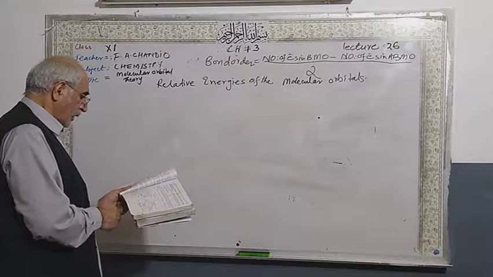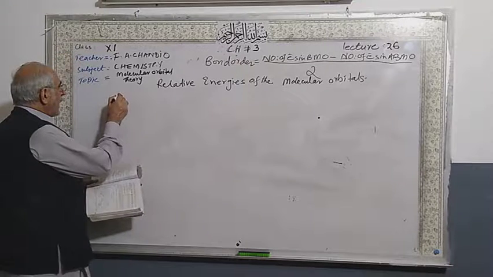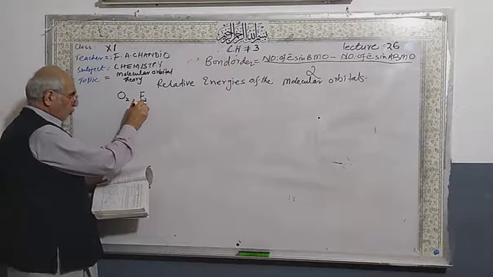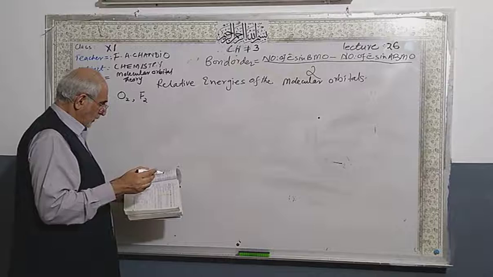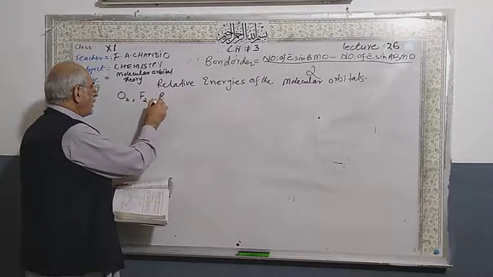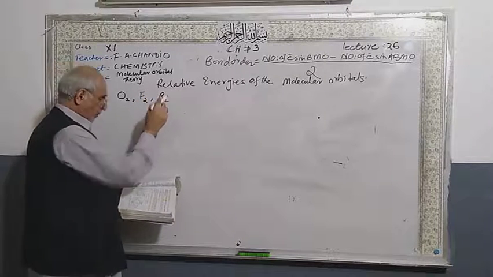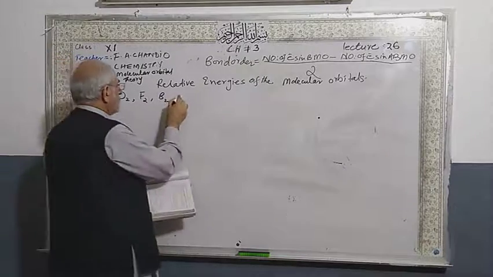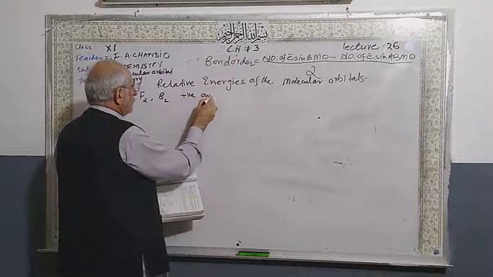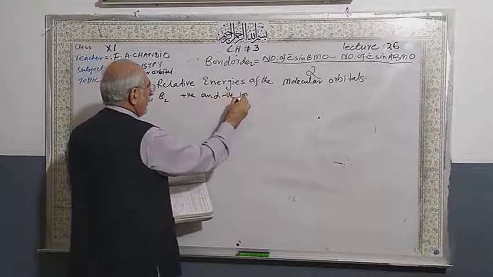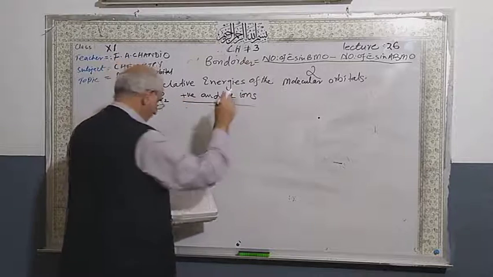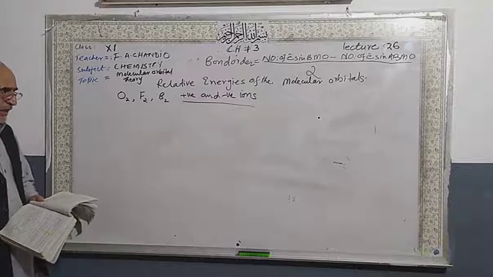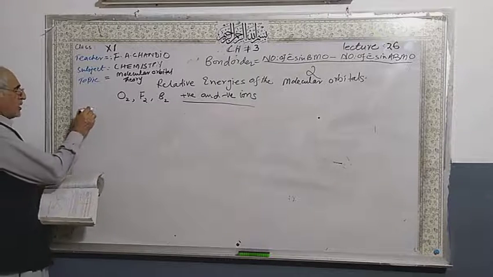Students, for these diatomic molecules, oxygen, fluorine, maybe boron, and their positive and negative ions, the order of increasing energy is as follows.